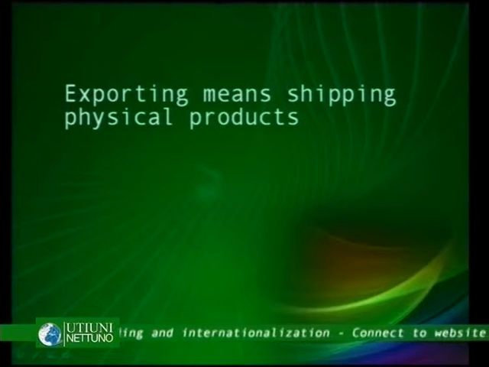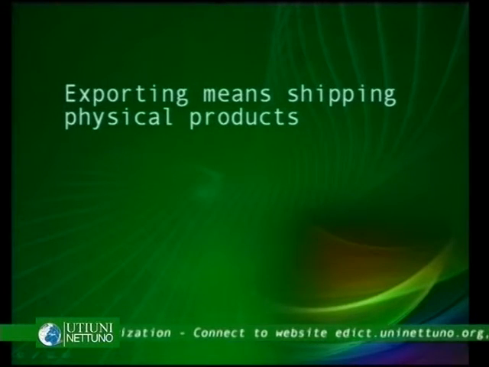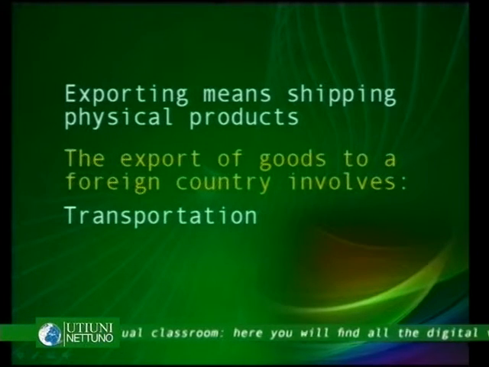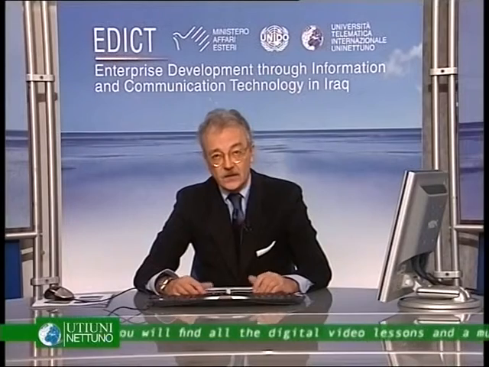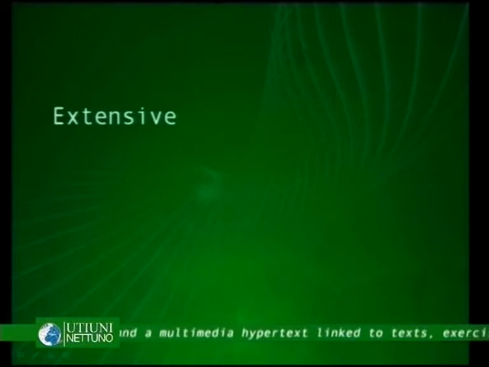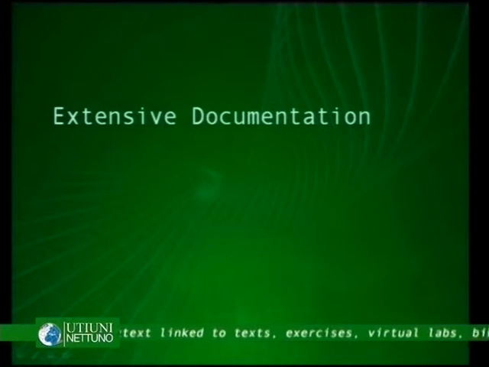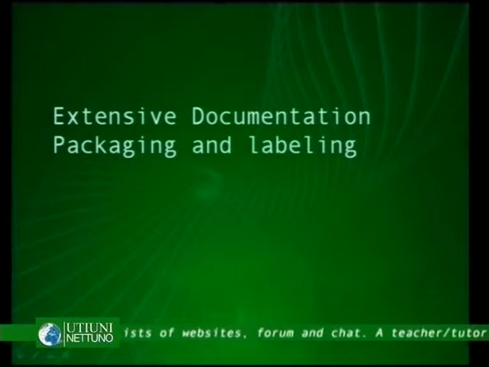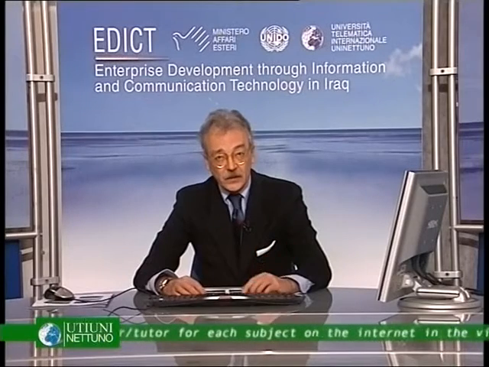Exporting, in most cases, means shipping physical products. Something has to go physically from point A to point B. The export of goods to a foreign country involves, of course, transportation. Transportation is an important issue. It involves, therefore, also insurance and extensive documentation. Packaging and labeling: we must not forget that depending on the country of destination, packaging and labeling should conform to the local rules. In most cases they have to be translated.